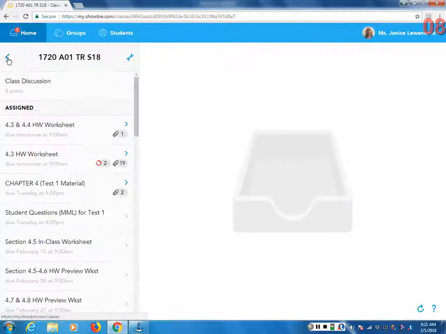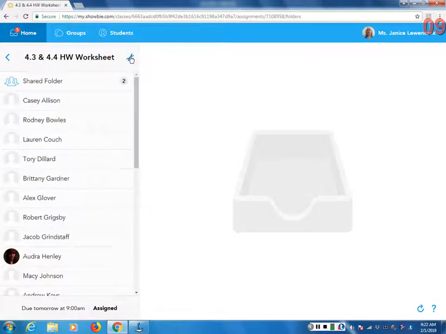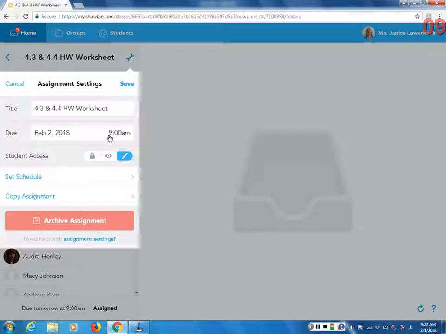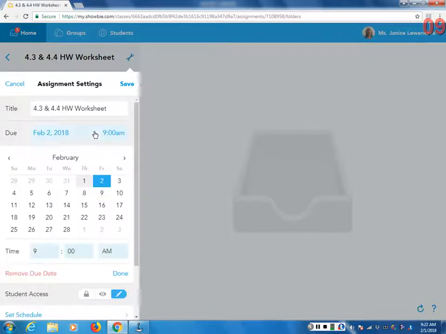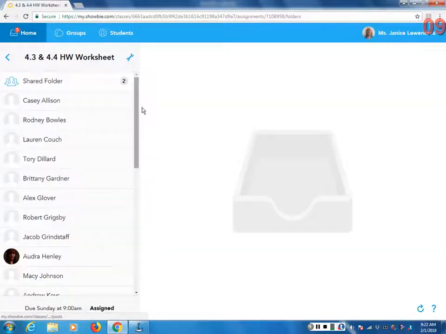4.3 and 4.4 is a much easier worksheet, I think, but hardly anybody's turned it in. I don't want to change it to Monday, so I can change it to Sunday. I want to grade it. The 4.3 and 4.4 homework preview worksheets, I just changed it to Sunday. Why not Tuesday? Because I have trouble grading it on Tuesday.